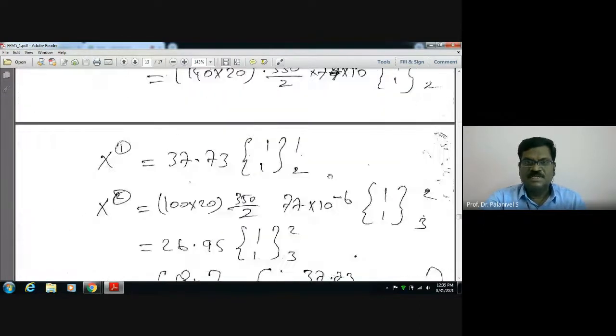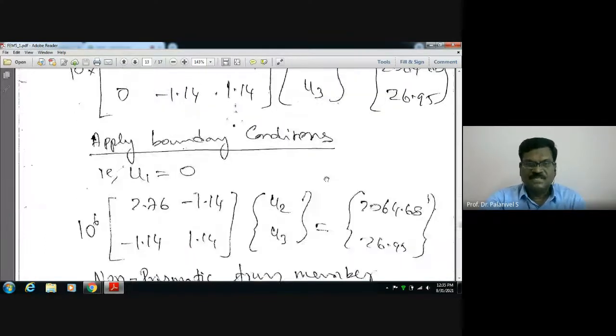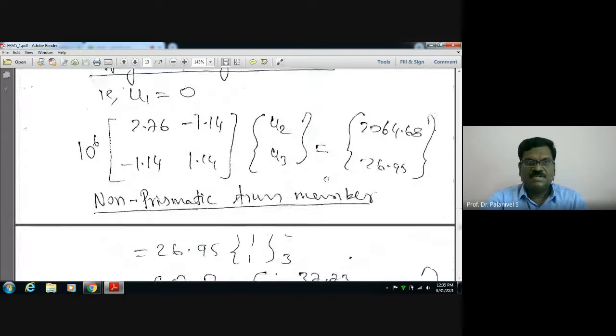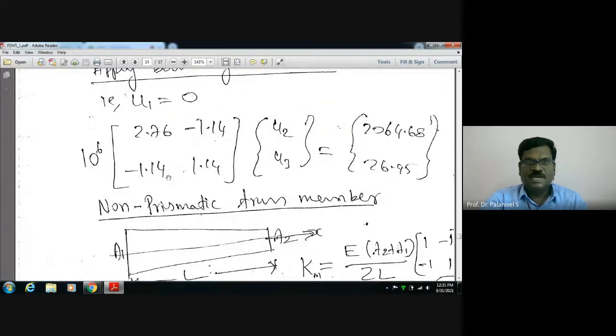So that is applied. What is the purpose of doing it? To tell you nicely the procedure of the finite element method. By doing it, it is reduced to a 2x2 matrix. By solving it, you will be getting the U2, U3 values.